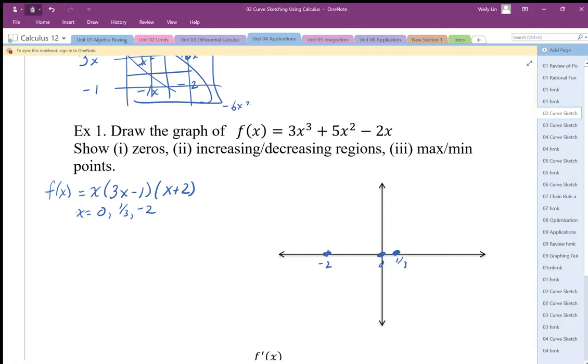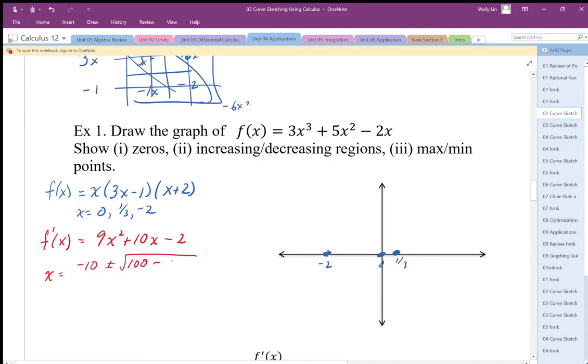So now we want to apply some calculus to find max and min points. That means we need a derivative. Okay, so we're going to find the first derivative. It's 9x squared plus 10x minus 2. This is not factorable, so we need to solve for it using the quadratic formula. So I'm going to end up with negative 10 plus minus the square root of 100 minus 4 times a times c all over 2a. So there's our quadratic formula.